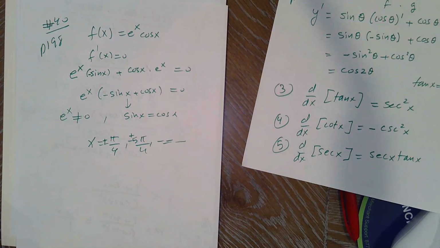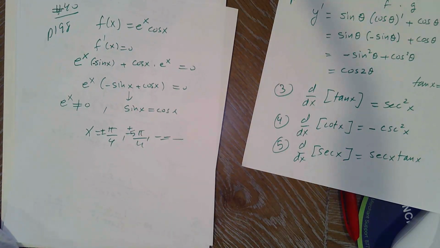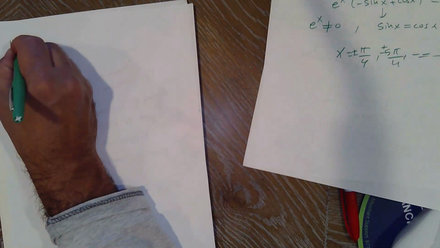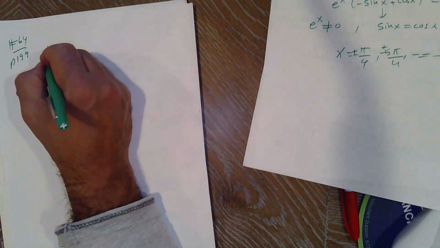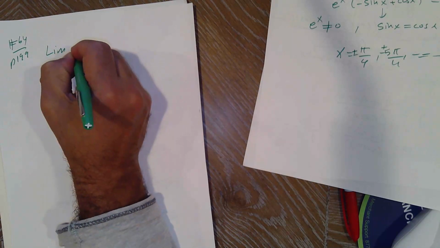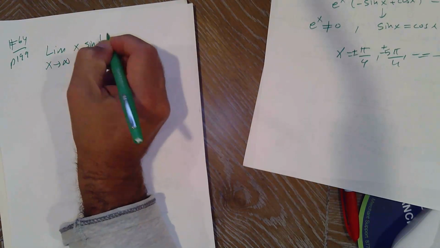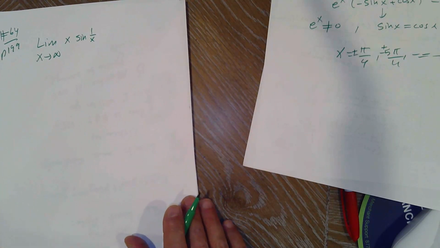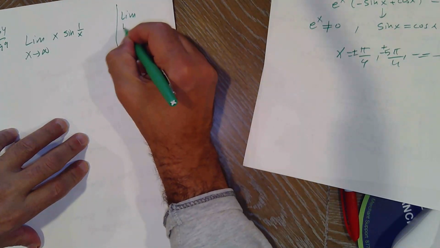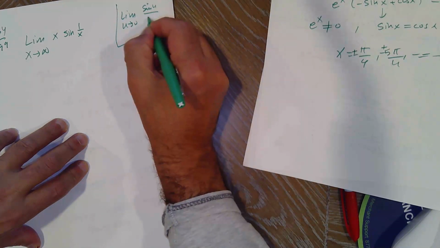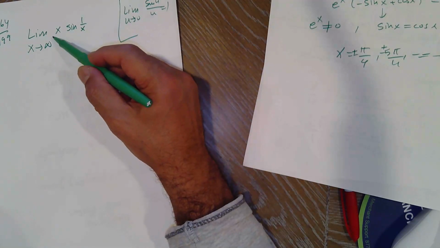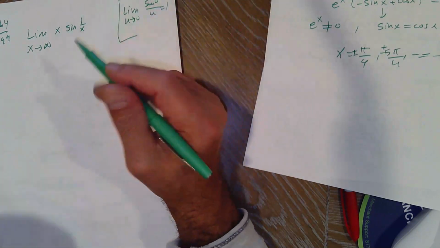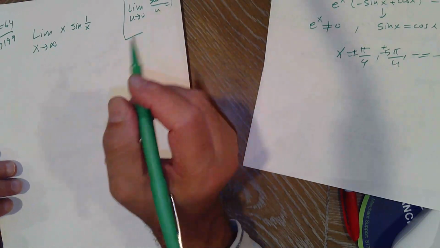Now I'll look at 64, page 199, and that will be it for this section. 64, page 199. It says evaluate limit as x goes to infinity of x sine 1 over x. Well, we know the limit as u goes to 0, sine u over u is 1. This is close to that, but it's not the same. If we put infinity, that's infinity sine of 0, infinity times 0, which is God knows what.